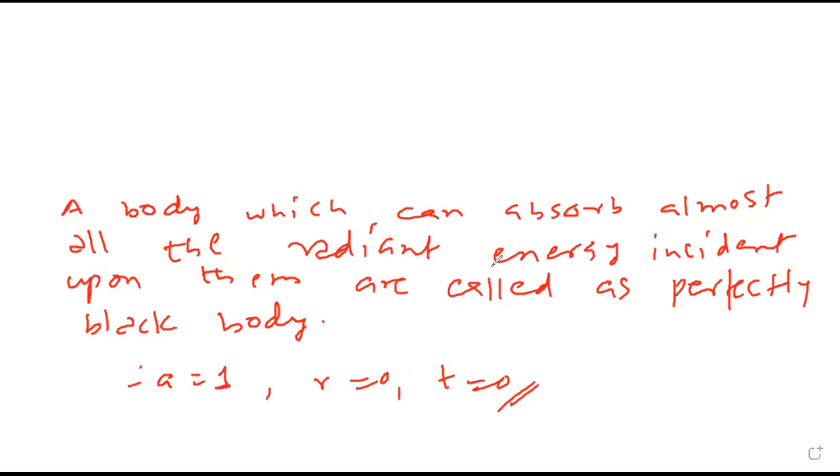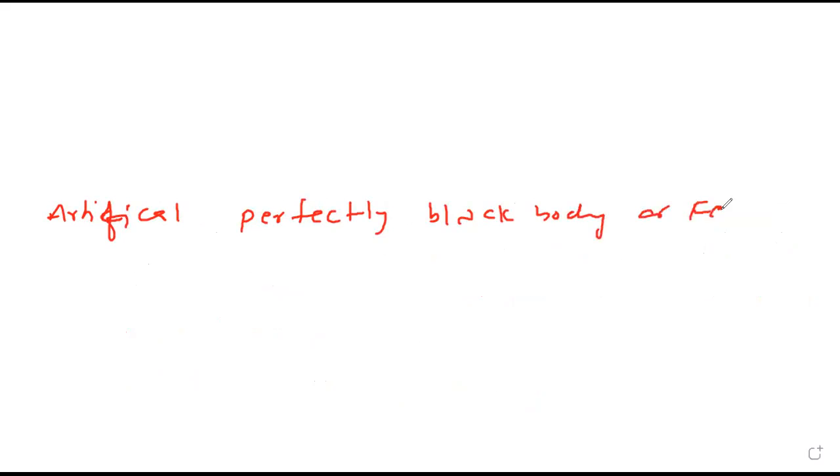Yes, sir. In nature, we don't have a perfectly black body. Nobody can absorb all, na? Thoda to loss hoga, na? So we can create an artificial black body. They can ask: explain construction of artificial perfectly black body. Artificial perfectly black body is also called Ferry's black body. Scientist ka naam tha jisne construct kiya, isliye it is called Ferry's black body.